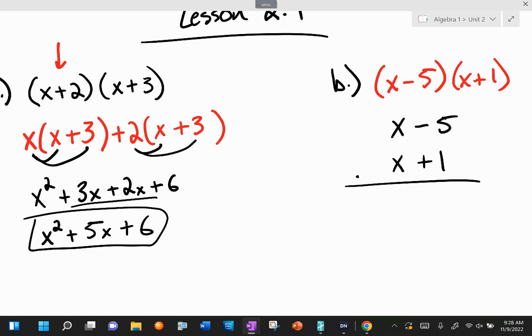Okay, vertical method. You have to start with the ones place, if you will. So we're going to go with 1 times negative 5, be negative 5. Do 1 times x will be x. Then we're going to move to this x. In order to do that, we have to have a placeholder. So we'll go x times negative 5, will be negative 5x. And we'll do x times x, which is x squared.